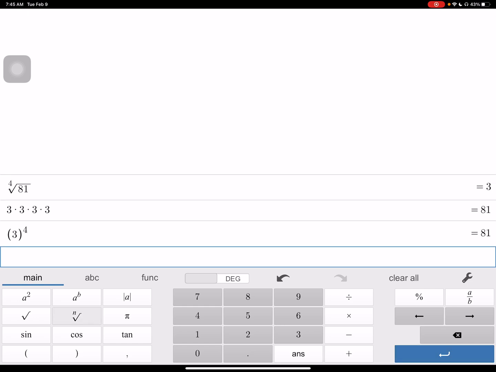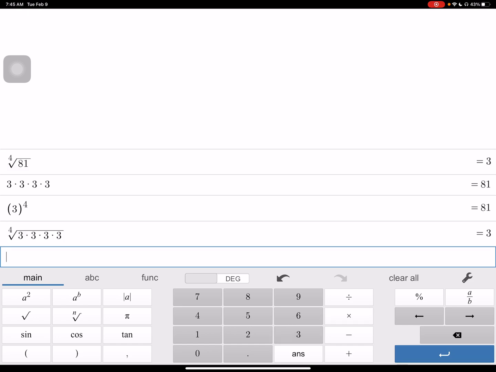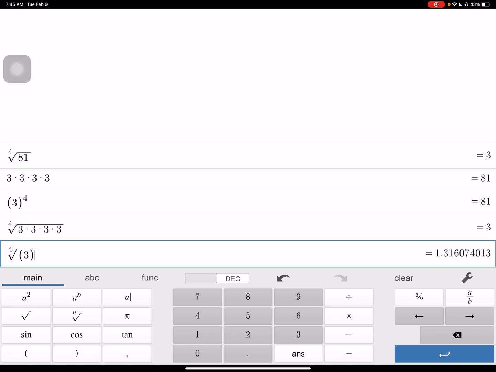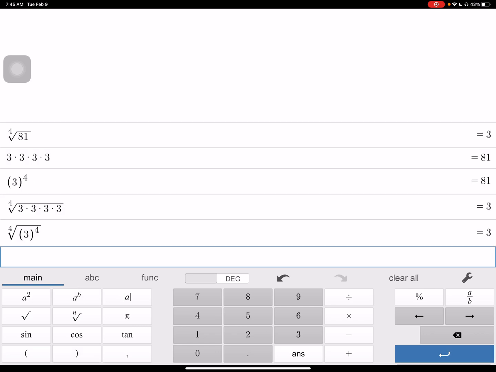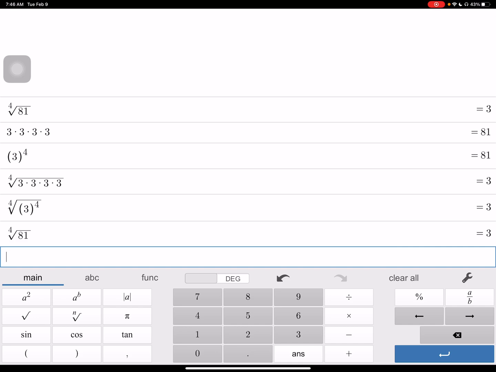So then if I were to do the fourth root of 3 times 3 times 3 times 3, that's just 3, right? Because that is the same as the fourth root of 3 to the fourth power, which the fourth root would cancel out the fourth power. 3 to the fourth power is the same as 81. So you can see here how that all comes together, okay?